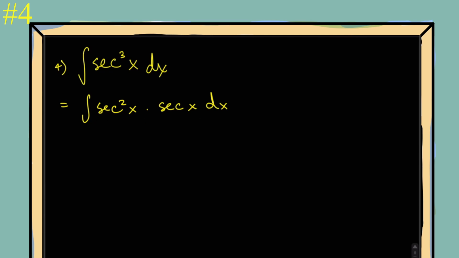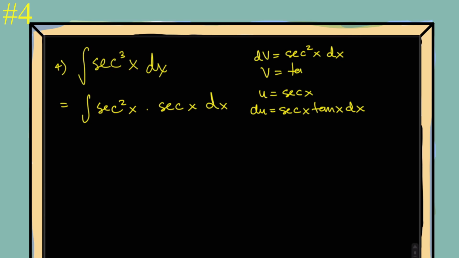So knowing that, let u is equal to secant x. So du is going to be secant x tan x dx. And then we're going to let dv be equal to secant squared x dx. And so v will be tan x. And the whole point of choosing them this way is just so that when we apply the formula, we get something a little bit easier to work with.